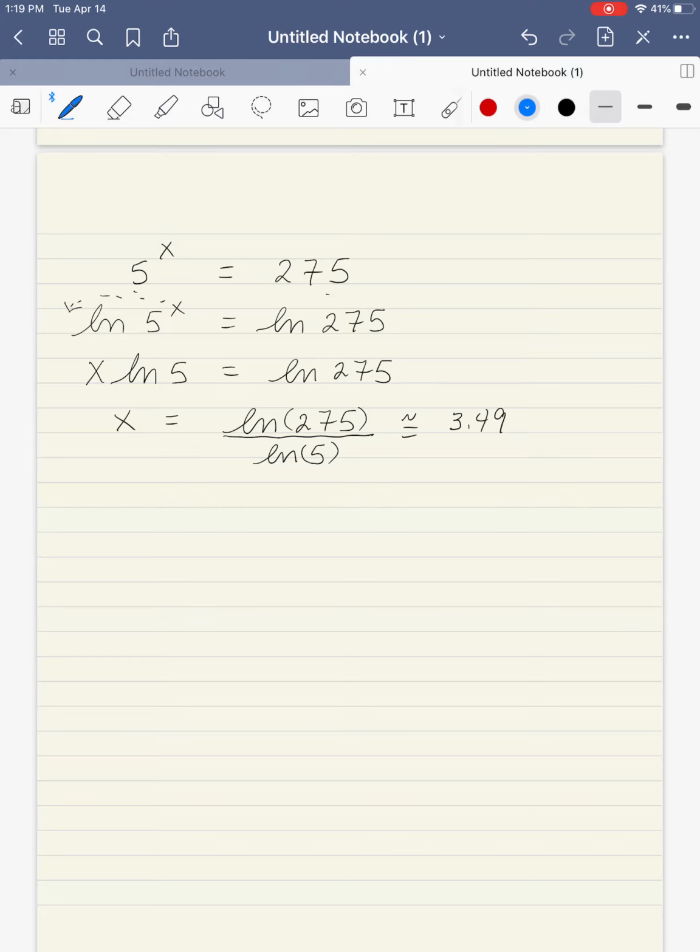I get 3.49, which makes perfect sense because 5 cubed is 125, and 5 to the 4th is 625. So we knew that our exponent had to be somewhere in between those, between 3 and 4.